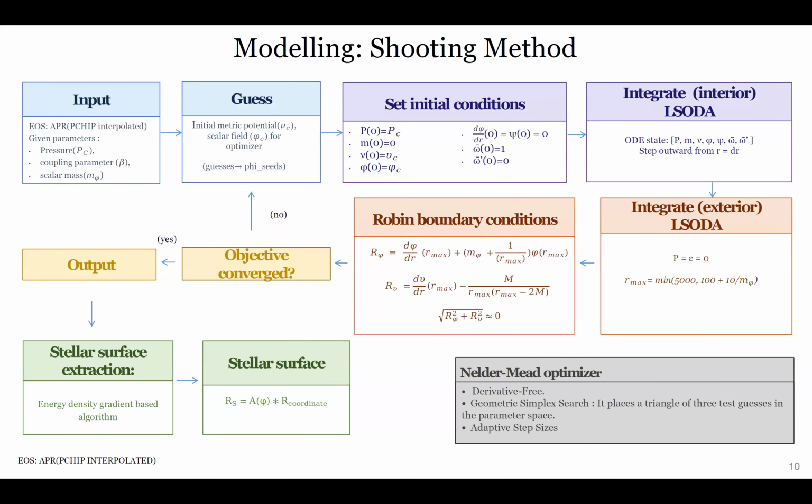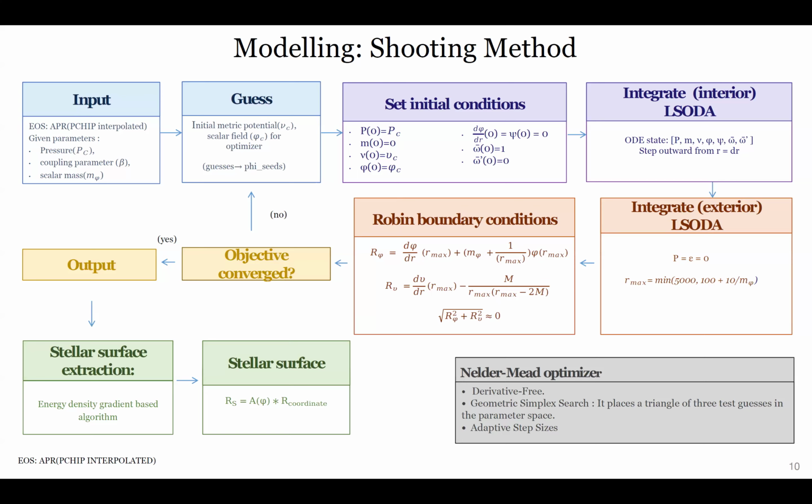So moving to the most interesting part, which is the numerical algorithm. The method that I have used is the shooting method. For this, we require inputs. The first one is the EOS, for which I have used the APR one, and a cubic Hermite interpolator, a polynomial that I have used to interpolate them. The parameters required are the pressure, coupling parameter, and scalar mass.